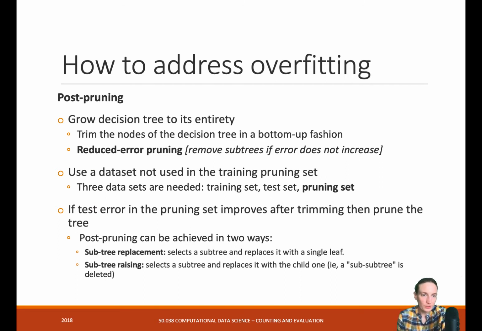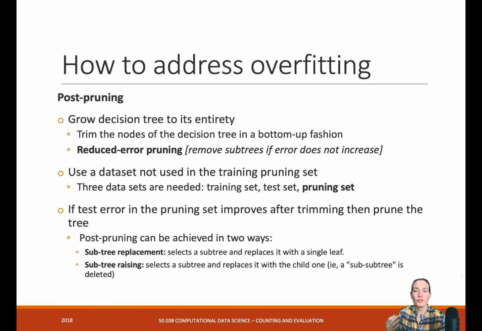So other things we can do to address overfitting: post-pruning. You grow the tree in its entirety, so you have a huge tree that's way too big, and then you start to trim the nodes of the decision tree in a bottom-up fashion. You can do something called reduced error pruning. Reduced error pruning considers each node for pruning. Pruning is really removing a subtree at that node, making it a leaf and assigning the most common class at that node.